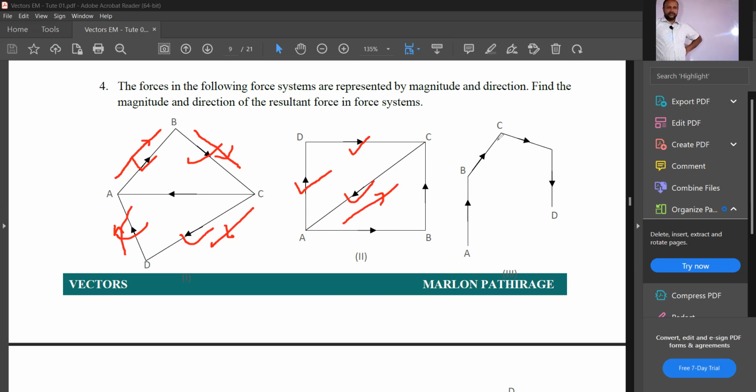This is the easy one. All the vectors are in the same order. So this is an incomplete vector polygon. If you want to find the resultant vector, you have to complete it. That means you have to draw a vector from the starting point of the first vector to the end point of the last vector. Therefore, the answer for the final one is AD.